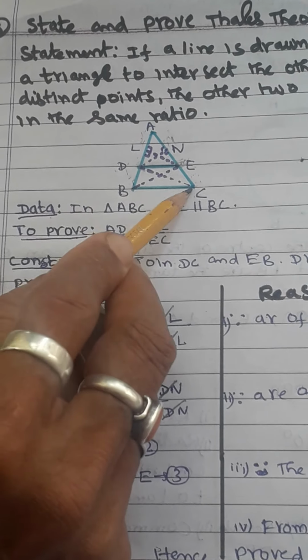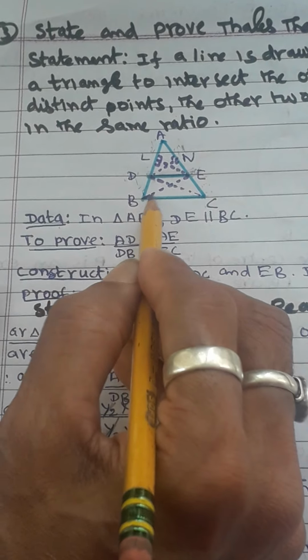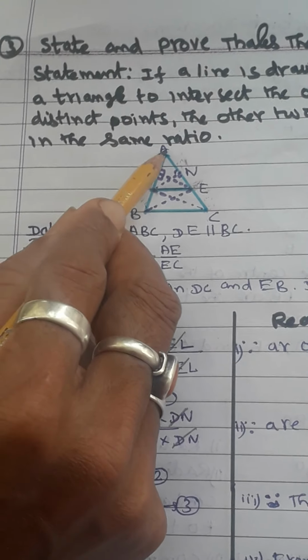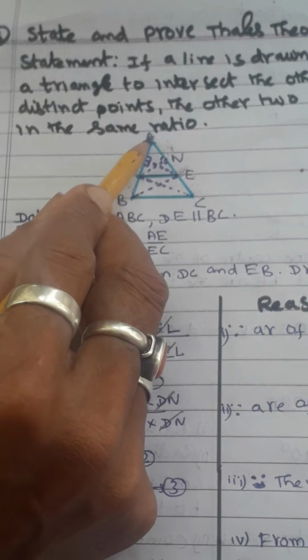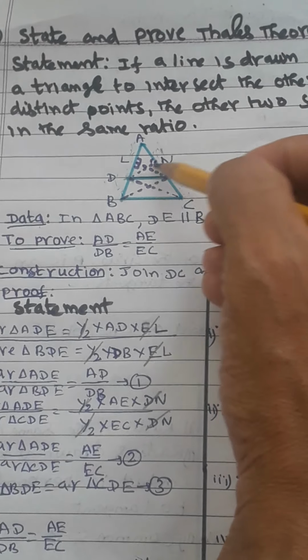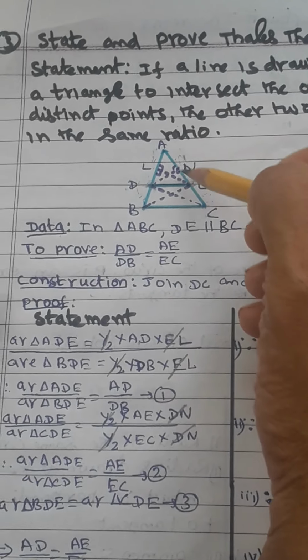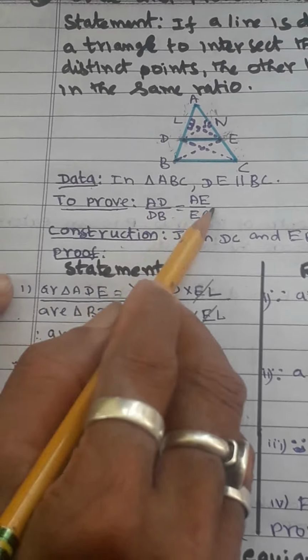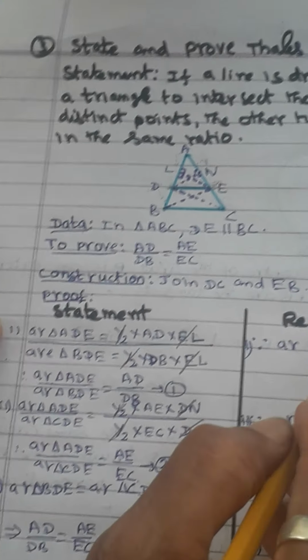One is you have to join CD, then on this side you should also join BE, then you should draw a perpendicular line. So EL is perpendicular to AD, like that. Here I have drawn DN. DN is perpendicular to AE. So this is the construction you have to do. Now we have to prove this ratio is equal. So you write statement and reason.